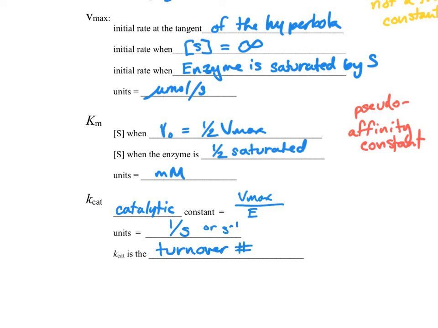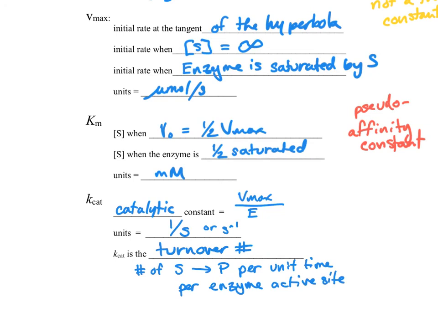The turnover number is the number of substrate molecules turned into product molecules per unit of time, in this case second. And here's the main part, per enzyme active site. Now understand what I just said. Number of substrates turned into product per unit time, that's velocity. But if we divide by enzyme, then we actually get the number of substrates turned to product for each active site. And like I said, that's extremely useful.